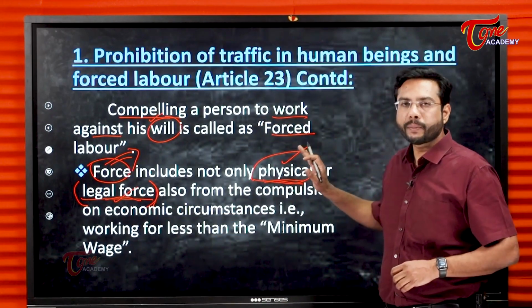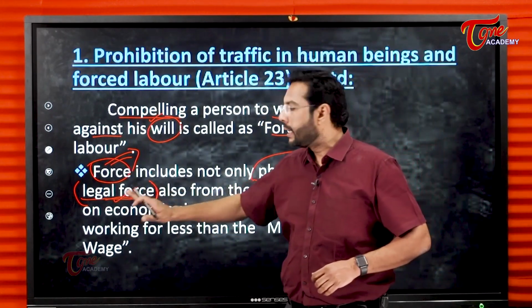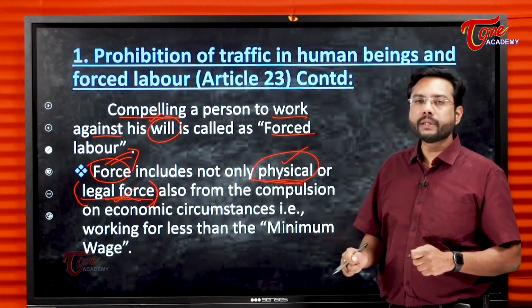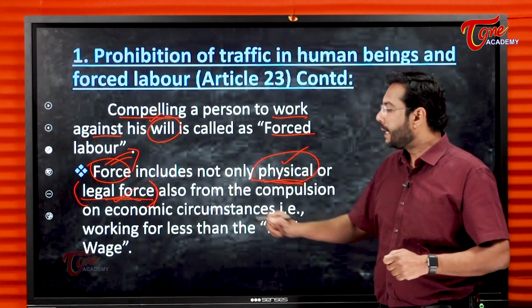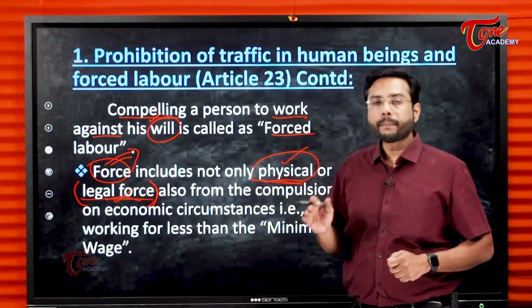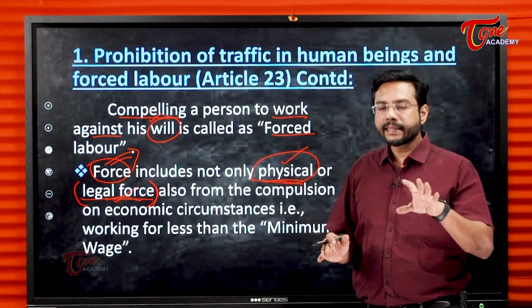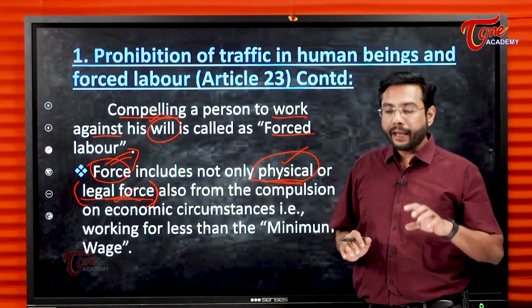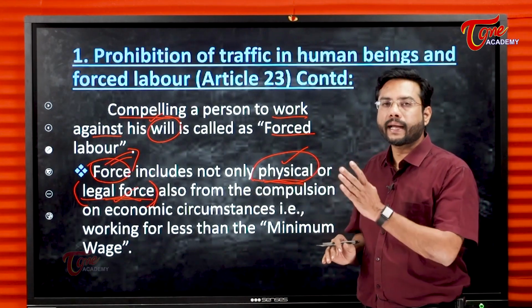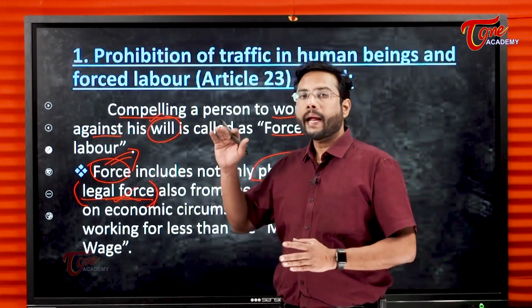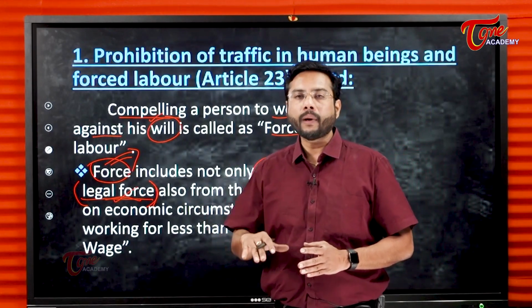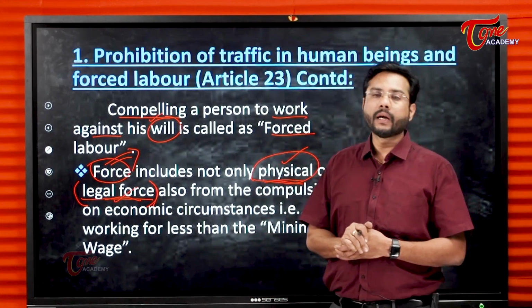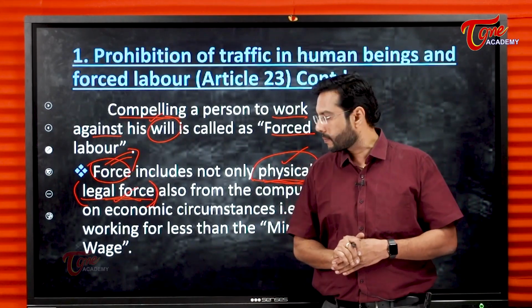There should be a difference between physical force and legal force. Physical force is physically torturing a person to do the work. Legal force is where there is an agreement between the employer and the employee. If the employee breaks that agreement, then the employer will sue him or go to court. So that is one type of exploitation.